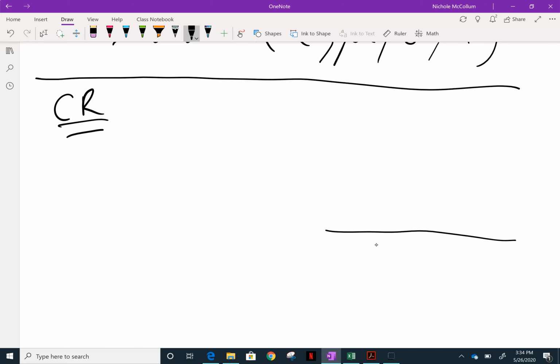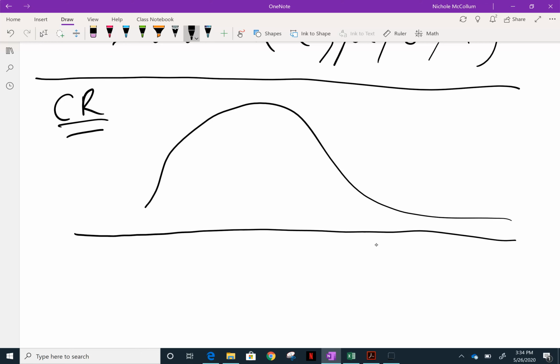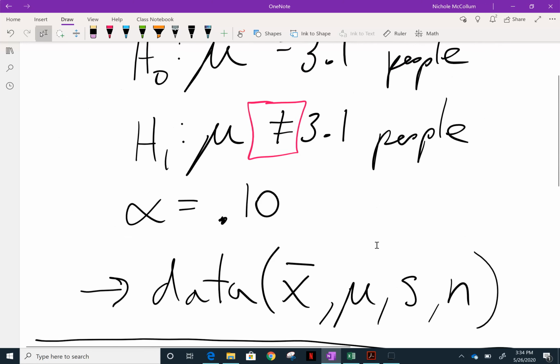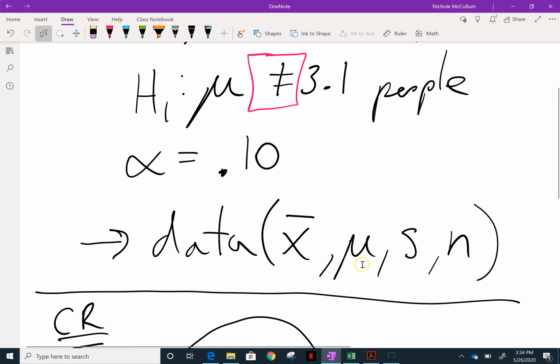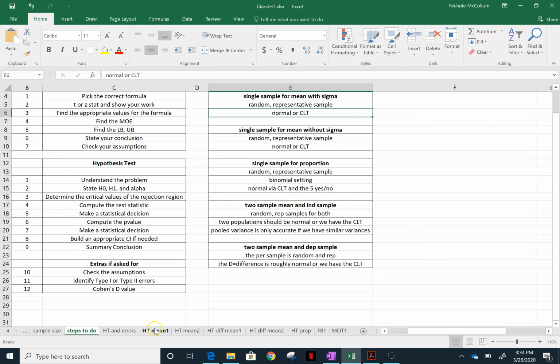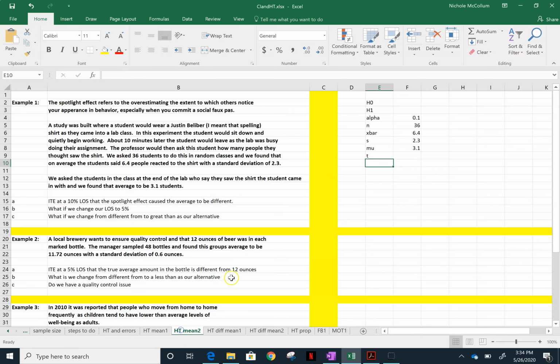To build the critical region, it's a good thing we're doing the T statistic, so we know how to draw the T distribution. It looks roughly like the normal because it's a cousin of the normal. Which T distribution are we drawing? Well, let's review that. The T distribution is based off of what? N, the sample size. In this question, our sample size was 36, which means our T distribution is based off of 35 degrees of freedom.